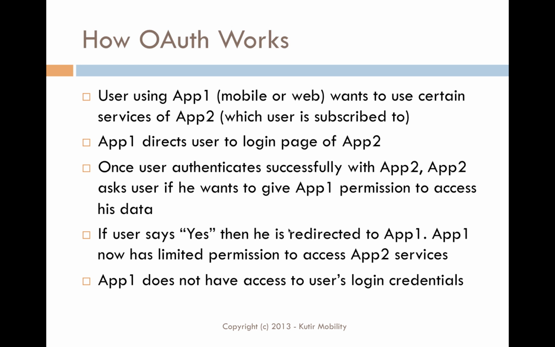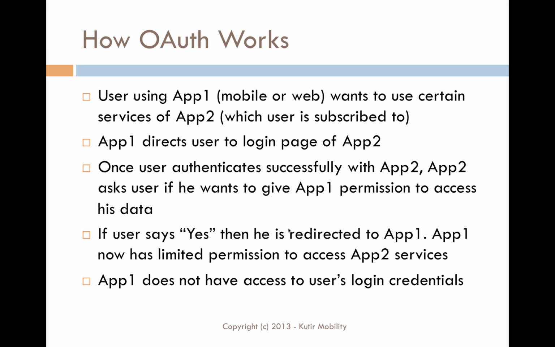So basically, if I am using application 1, and if I want to use certain features of application 2 for which I have access, then what we do in our code is basically have application one direct the user to the login page of application two. So we are always authenticating against application two. So application one never sees my login ID and password.